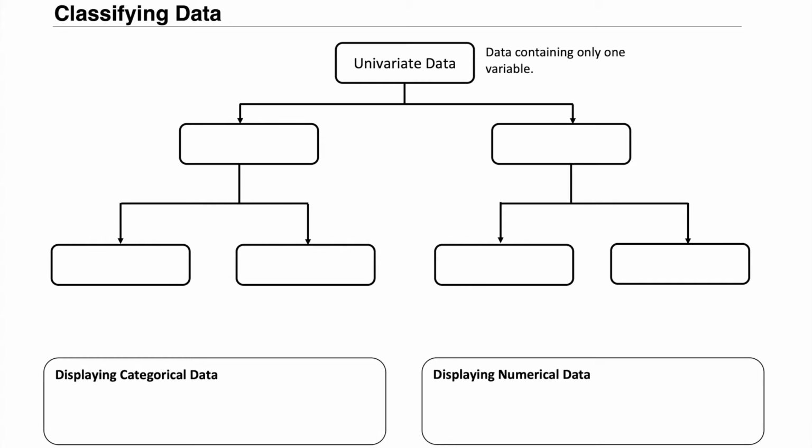For example, age and height. But the univariate data that we're having a look at as part of our Unit 2 study is only going to be one lot of data. So we might look at height or we might look at age, but we're not going to be looking at more than one piece of data at a time.